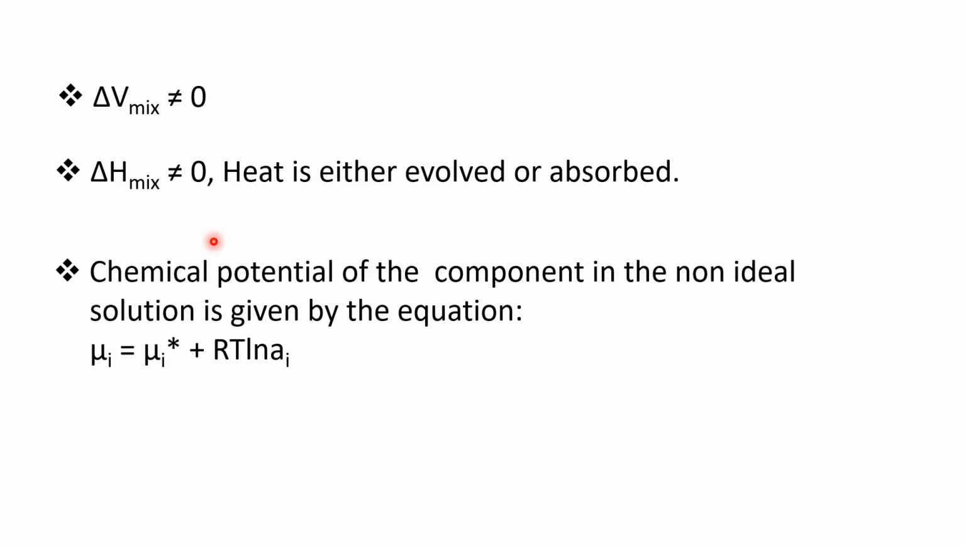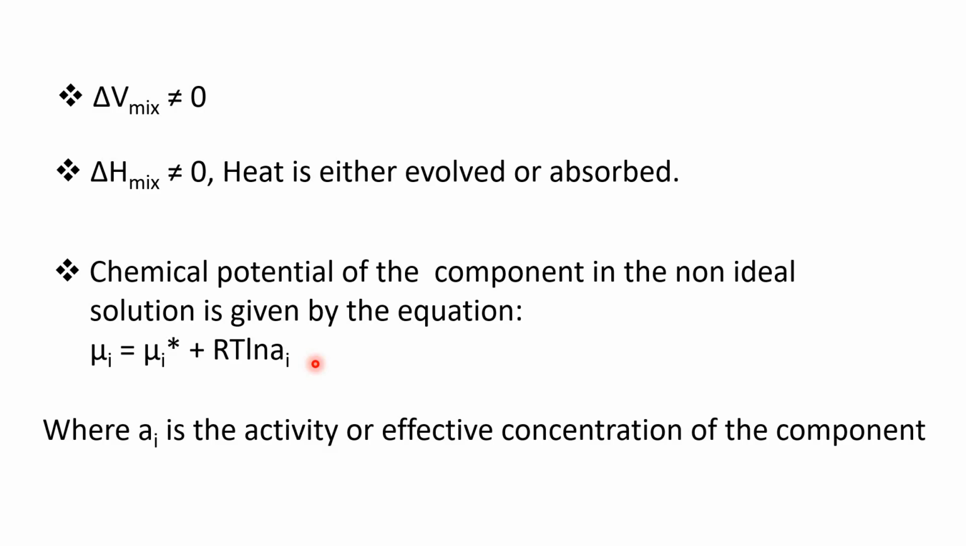Then, the chemical potential of the ith component in the non-ideal solution is given by mu i equals mu i star, the chemical potential of the component in the standard state, plus RT ln a i, where a i is the activity or effective concentration or effective mole fraction. For an ideal solution, it is mu i equals mu i star plus RT ln x i, that is the actual mole fraction, but here it is the effective mole fraction. So a i is the effective concentration or mole fraction.